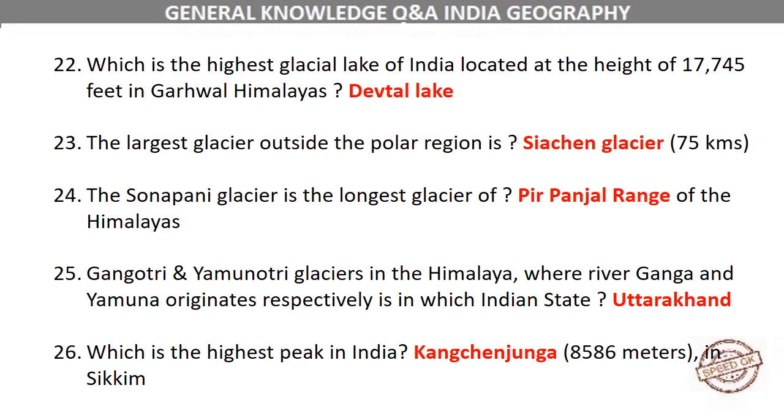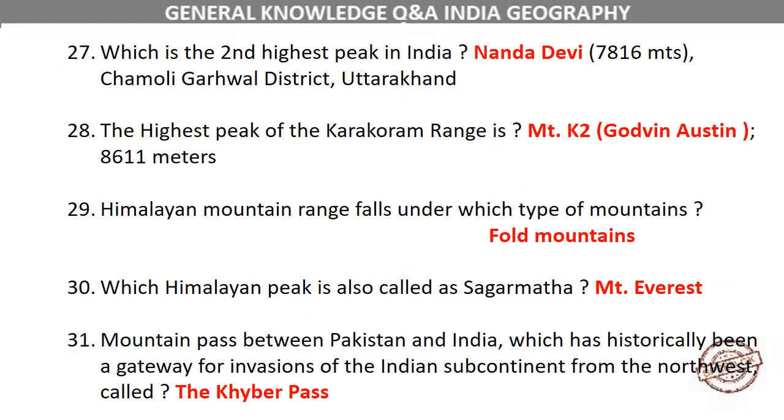Kangchenjunga, 8,586 meters, in Sikkim. Which is the second highest peak in India? Nanda Devi, 7,816 meters, Chamoli Garhwal district, Uttarakhand. The highest peak of the Karakoram range is Mount K2, Godwin Austin, 8,611 meters. Himalayan mountain range falls under which type of mountains? Fold mountains. Which Himalayan peak is also called as Sagarmatha?